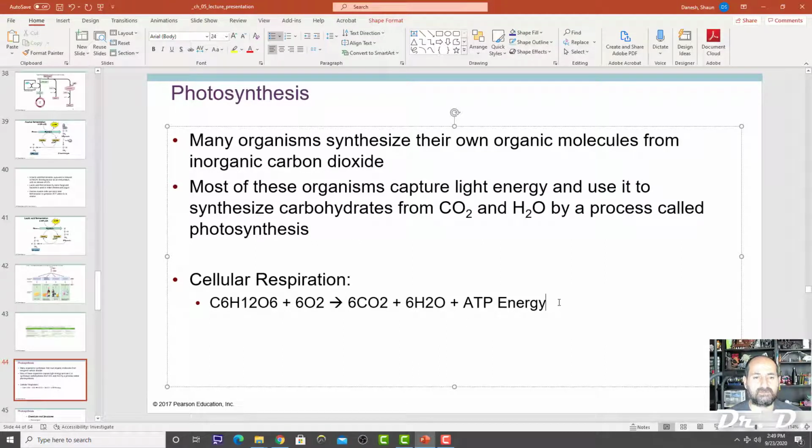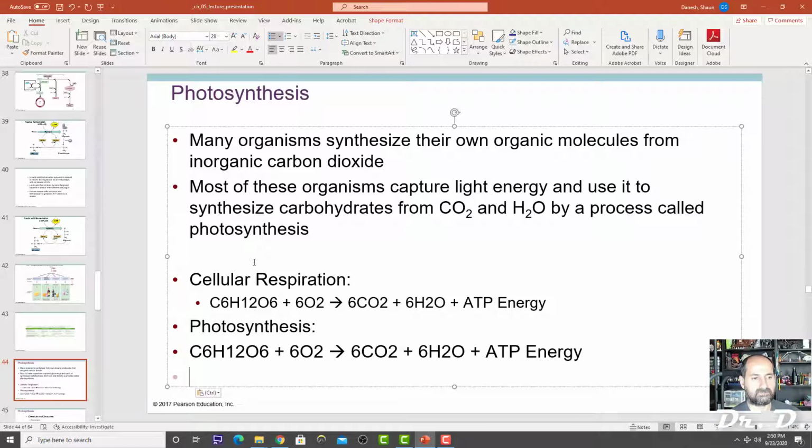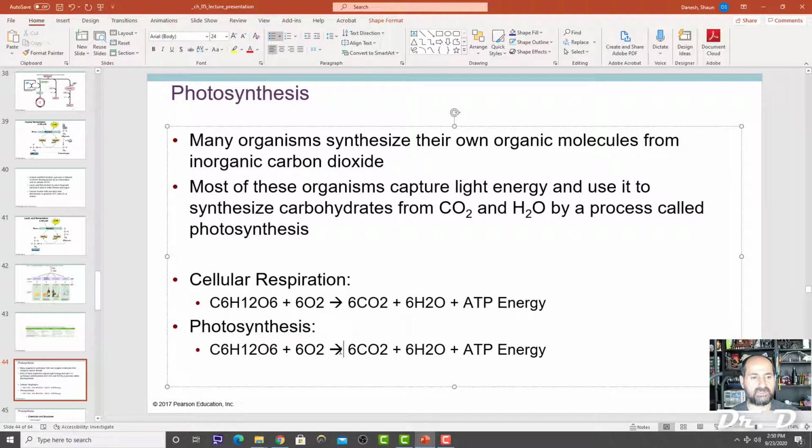So if we were to talk about photosynthesis, let's go ahead and do that. Let's talk about photosynthesis. It is actually the converse reaction. What does converse mean again? Opposite. So the arrow is going the other way. You see that? And instead of ATP energy as a reactant, you've got a different type of energy. You've got light energy or sun or light energy. Does that make sense?